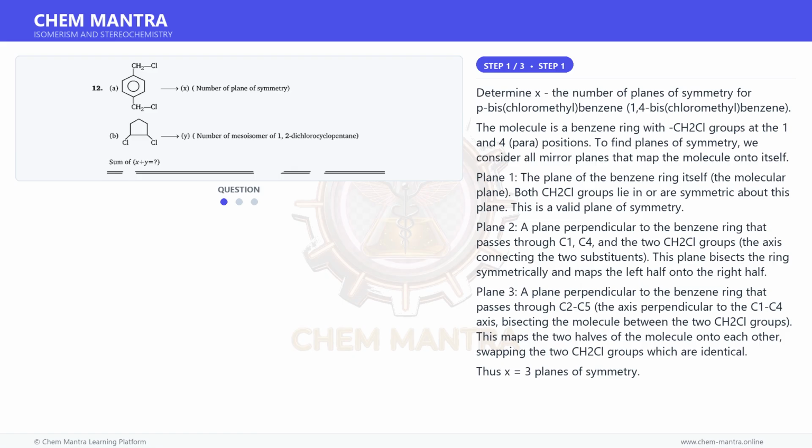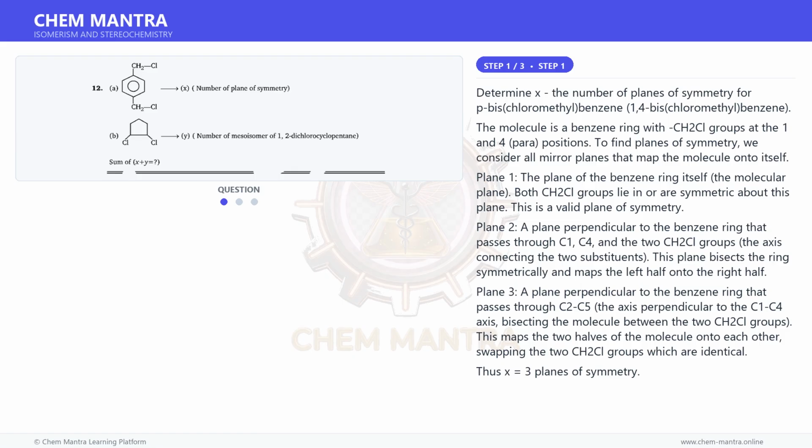Plane 2, a plane perpendicular to the benzene ring that passes through C1-C4 and the two CH2Cl groups, the axis connecting the two substituents. This plane bisects the ring symmetrically and maps the left half onto the right half.